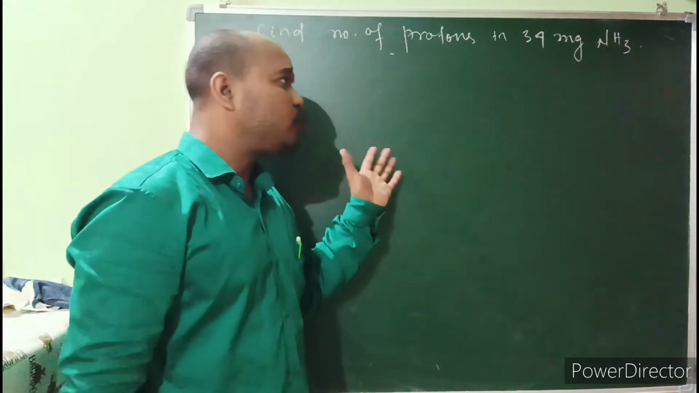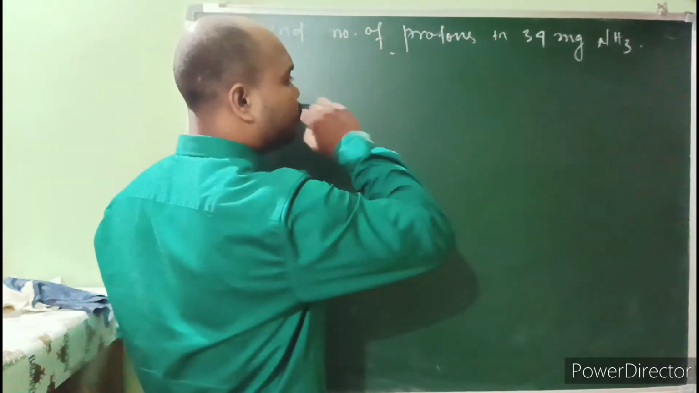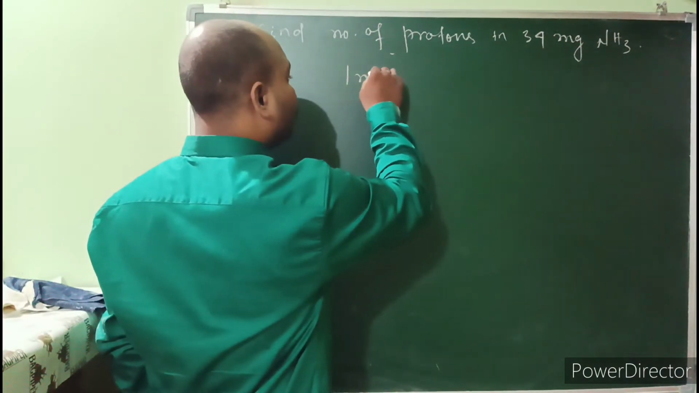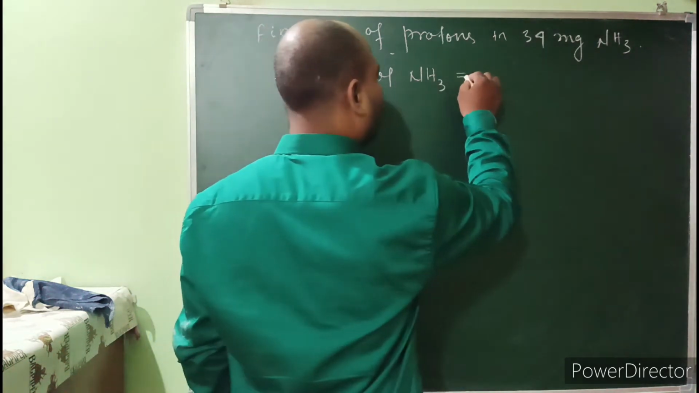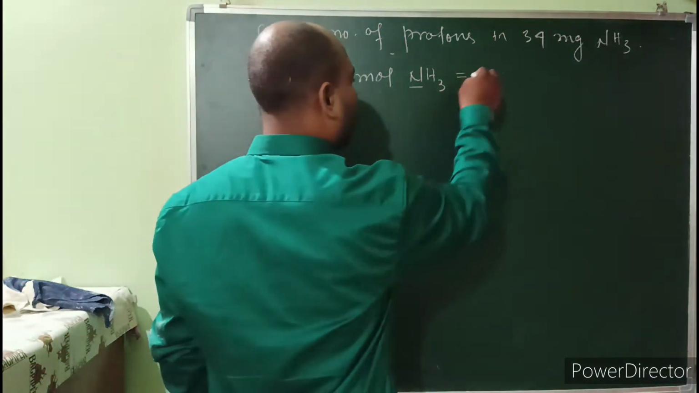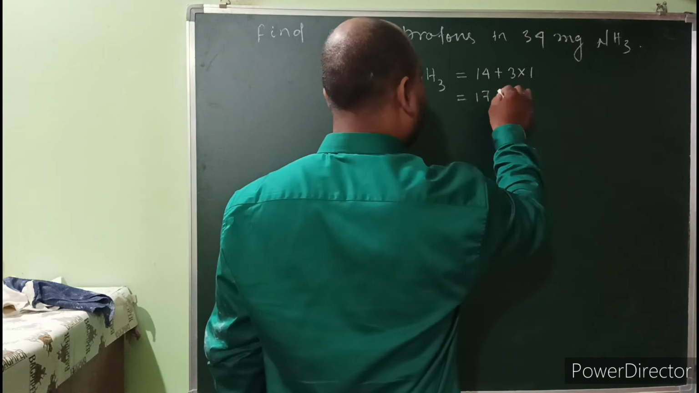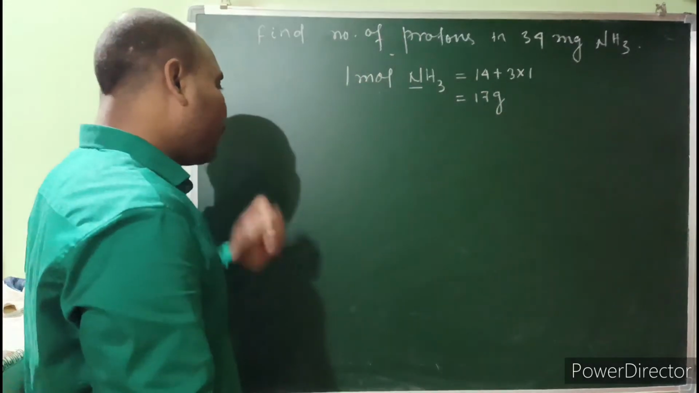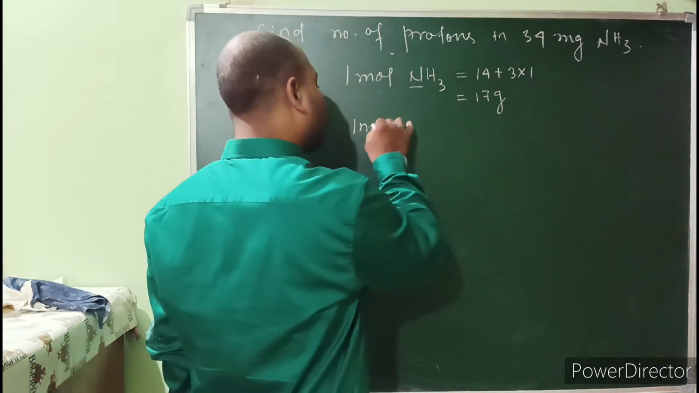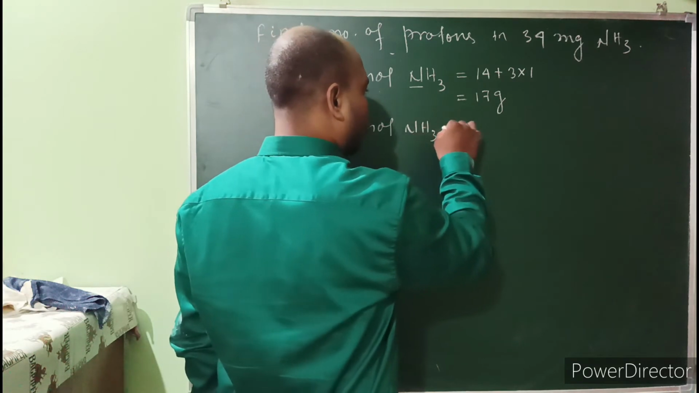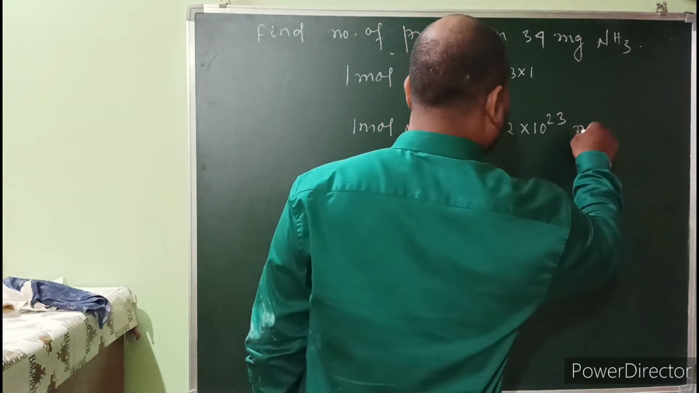First of all, we have to know what ammonia is. We know that the mass of 1 mole of ammonia is equal to 14 plus 3 into 1, that is equal to 17 gram. So 1 mole ammonia contains 17 gram mass, and we also know that 1 mole ammonia is equal to Avogadro's number of molecules.